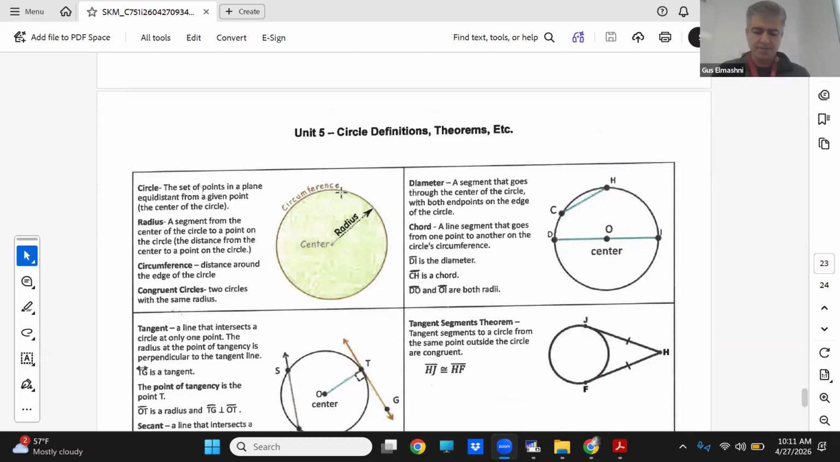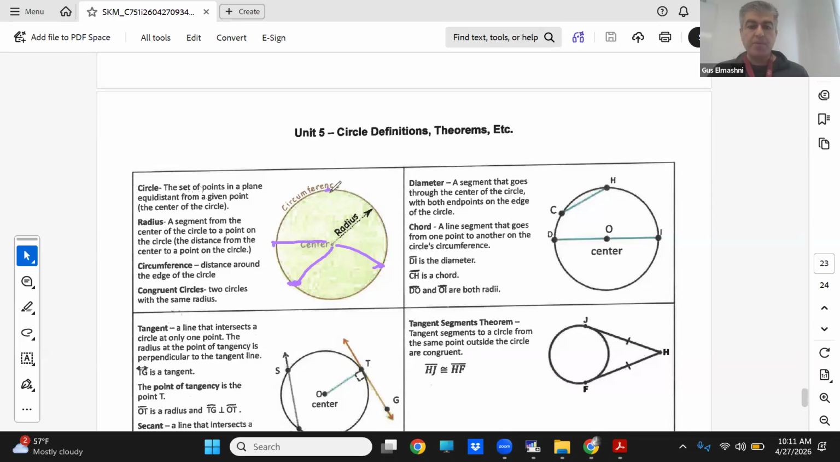Circle. The set of points in a plane equidistant from a given point, the center of the circle. Radius. A segment from the center of the circle to a point on the circle. The distance from the center to a point on the circle. Circumference. Distance around the edge of the circle. Congruent circle. Two circles with the same radius.